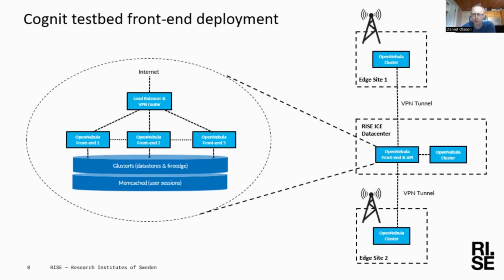And if we look closer at the deployment, it's a high availability configuration consisting of 4 VMs, the blue boxes to the left. And we chose to use GlusterFS as a shared storage for data stores and FireEdge. We are also running memcached for user sessions. We have one VM acting as a load balancer. It is running Nginx, and it is also terminating the WireGuard tunnels.